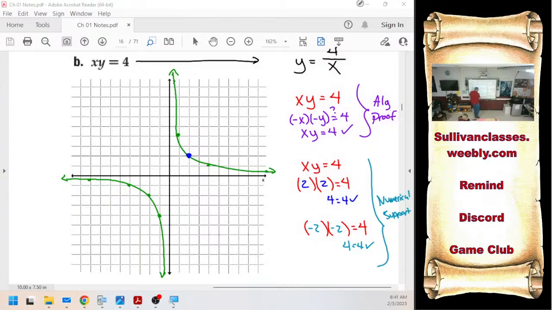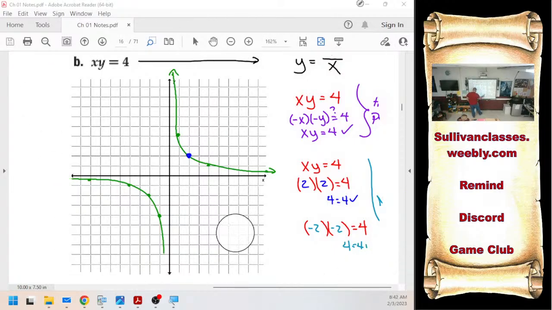They're not always going to ask for the numerical support, but I am going to go through it because, let's be honest, if we only worked in alphabet soup, some of us would get lost. But if I have a concrete number there to show it, maybe we're more likely to believe it. Okay?